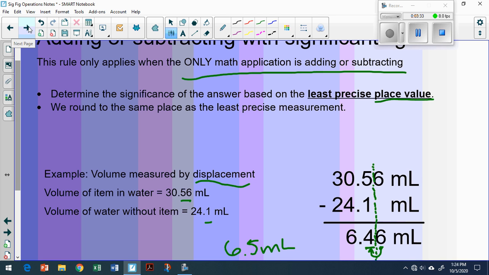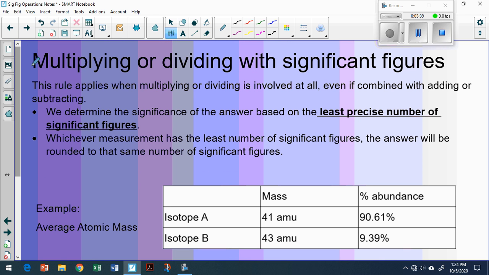To be honest, this is not the most common way that we do calculations in chemistry. A vast majority of our calculations involve some form of multiplying or dividing. If there's multiplying or dividing involved at all, even if it's combined with adding or subtracting, we're going to round at the end of all of the work, and we're going to use a slightly different rule.